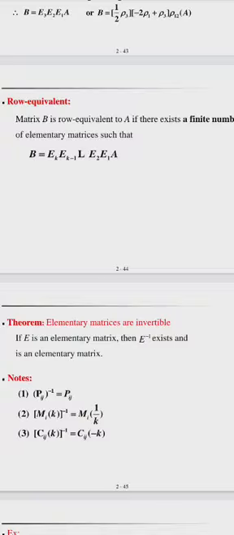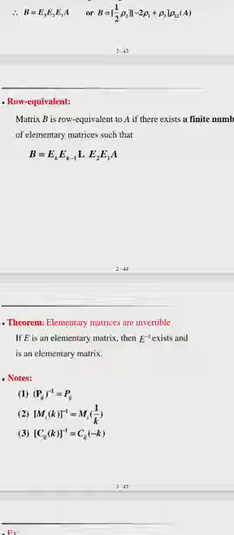Row equivalent. Matrix B is row equivalent to A if there exists a finite number of elementary matrices such that capital B equal to Ek, Ek minus 1, etc., E2, E1, A. Then it is a row equivalent matrix. Then a finite number of elementary matrices E1, E2, etc., Ek, with the condition B equal to Ek into Ek minus 1 into etc., E2 into E1 into A.